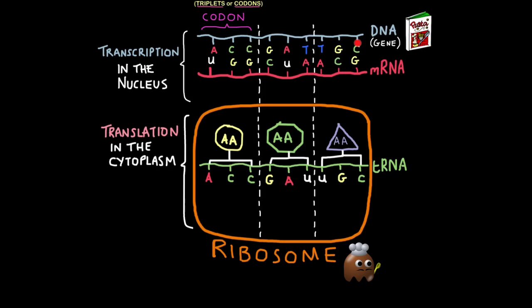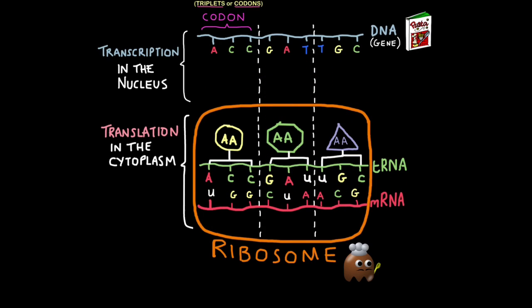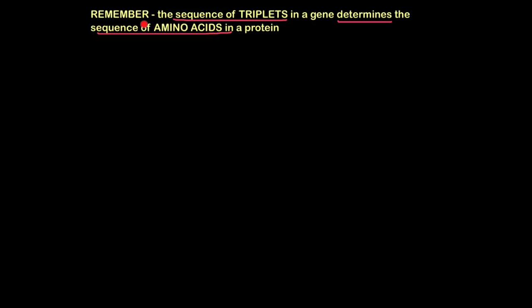Here, the message on DNA is encoded onto a molecule of mRNA. The mRNA then leaves the nucleus and joins with a ribosome, where it will attract specific molecules of tRNA with their associated amino acid. The amino acids then bond together to make a protein. I will go into all these stages in more detail, but this is a really good overview for understanding the key parts of protein synthesis. So remember, the sequence of triplets in a gene determines the sequence of amino acids in a protein. This is the most important fact of the lesson.